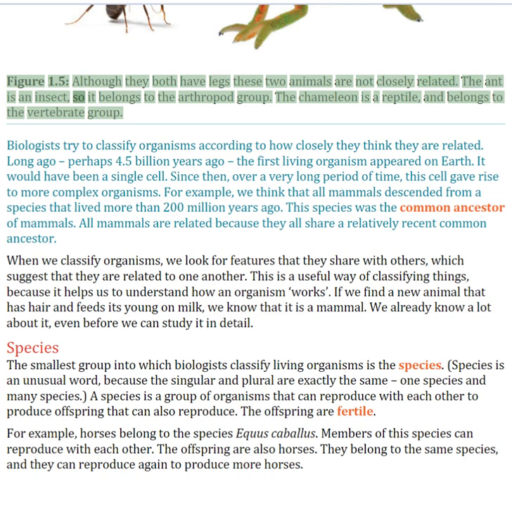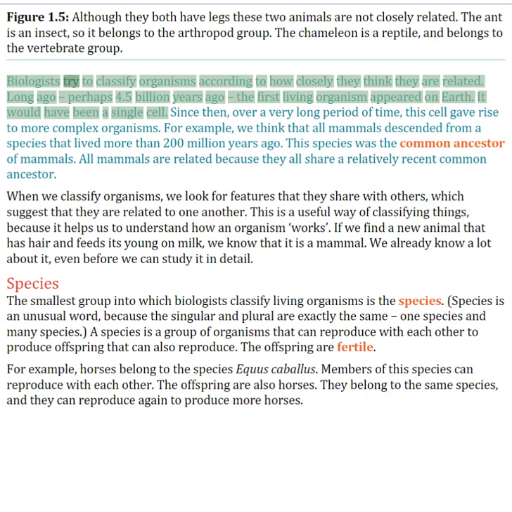Figure 1.5. Although they both have legs, these 2 animals are not closely related. The ant is an insect, so it belongs to the arthropod group. The chameleon is a reptile, and belongs to the vertebrate group. Biologists try to classify organisms according to how closely they think they are related.